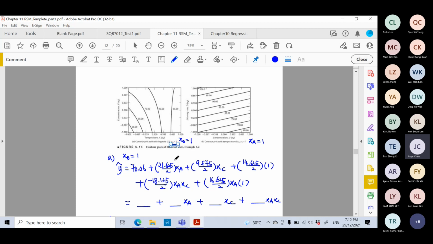You calculate the effects, and from the effects there, you can form the equation. Okay, so your equation consists of the main factors and the interaction factor. Okay.